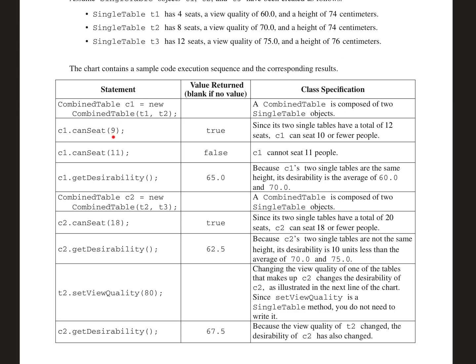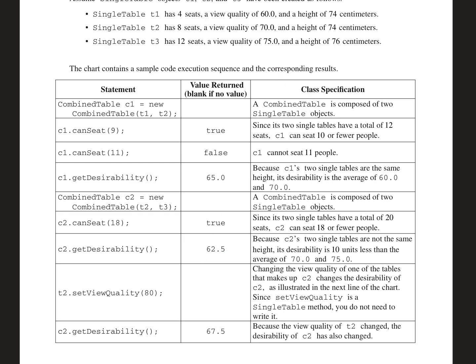So can I seat 9? Here it says I can do 8 plus 4, which gives us 12, minus 2, so 10. So yes, I can seat 9. Can I seat 11? No. If I want the desirability of this, because my tables have the same height, it's the average of the view quality of those two. And that's what you return.